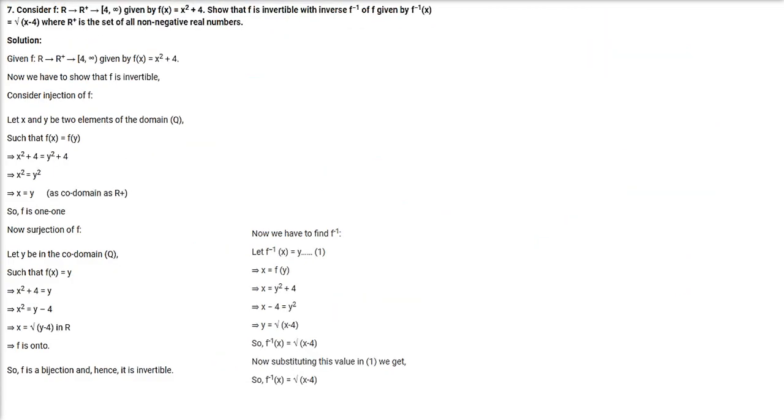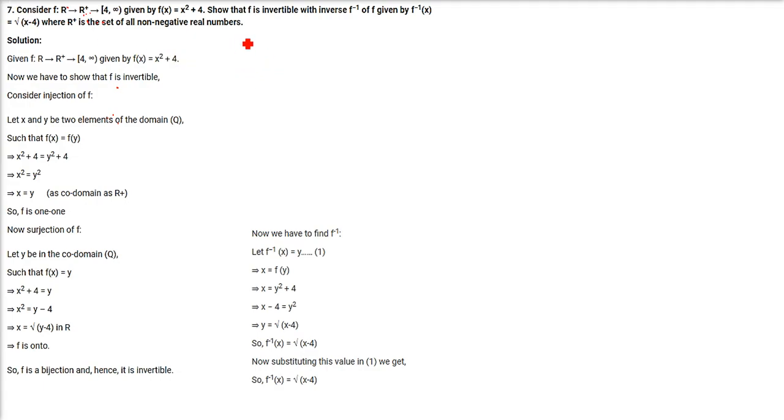Now coming to question number 7. Consider, now see here, the range is given. The range. Every function is not defined for all. You have to define a proper domain and a range. Domain basically.